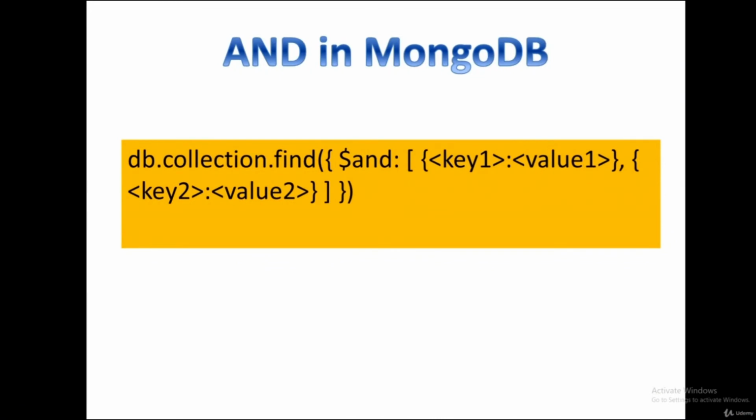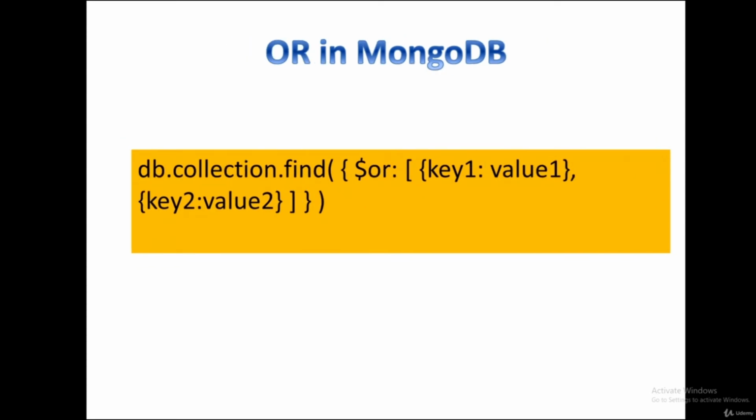Now let's see how to use the logical AND operator. So the syntax is db.collection.find in bracket. You can specify the query operator $and colon. It is an array of the key value pairs. So key 1 value 1, another pair key 2 value 2. So it will give all the documents from the collection where both these conditions are true, that is where both key value pairs match.